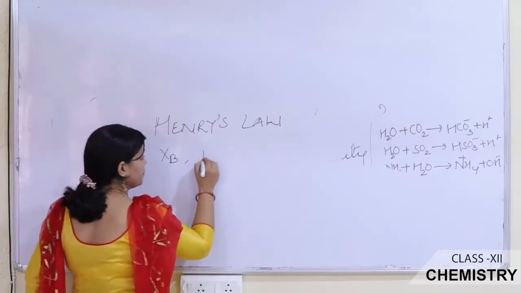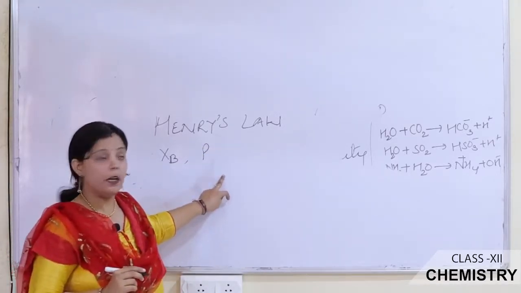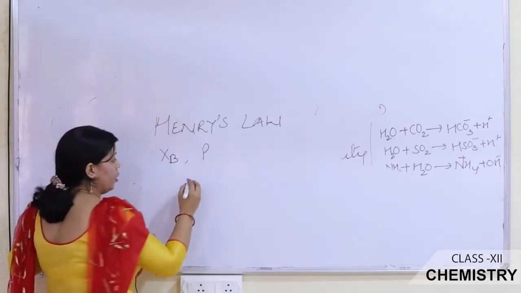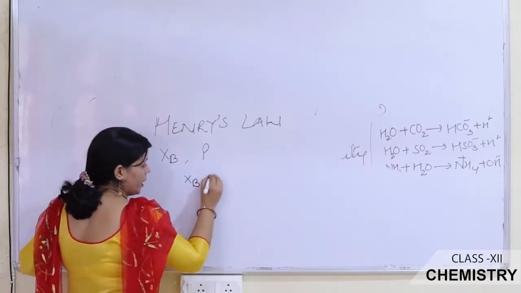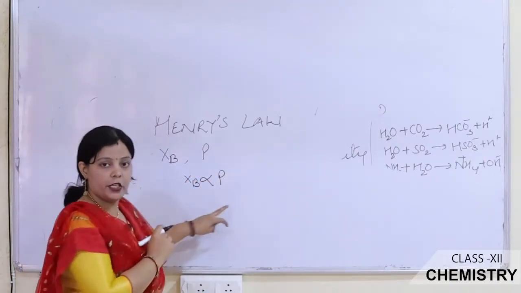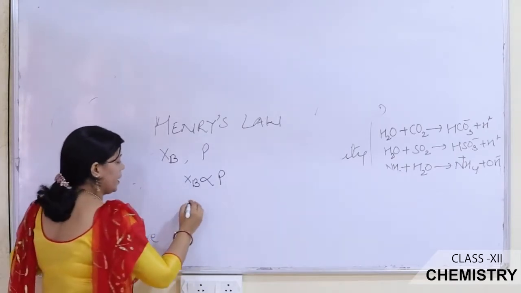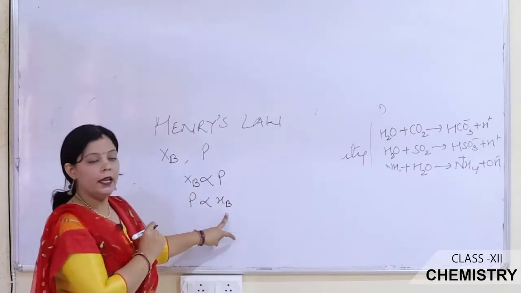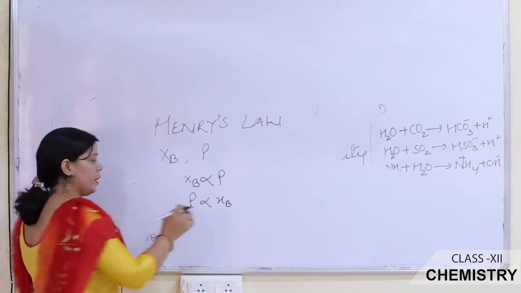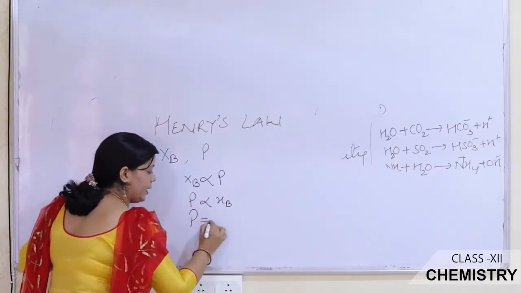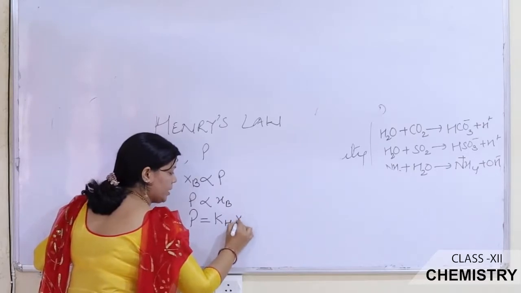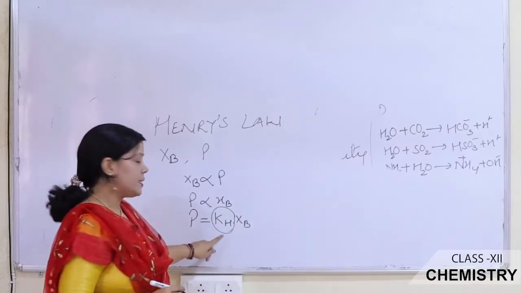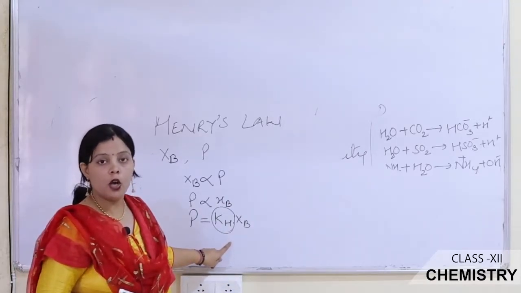And in this case, the P is the pressure at which the gas is dissolved in the solution. So according to Henry's law, the solubility of the gas is directly proportional to the pressure at which it is dissolved, or in other words, the pressure is directly proportional to the mole fraction of the gaseous molecule. And when we remove the proportionality, a constant is added, that is P = KH × XB. This KH is a constant of proportionality which is named the Henry's law constant.